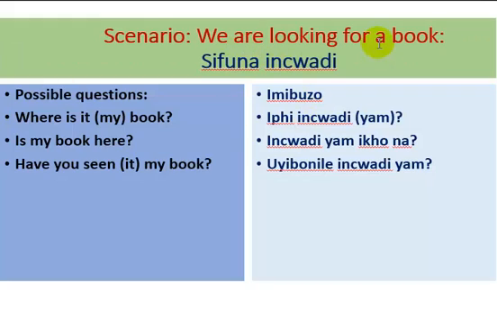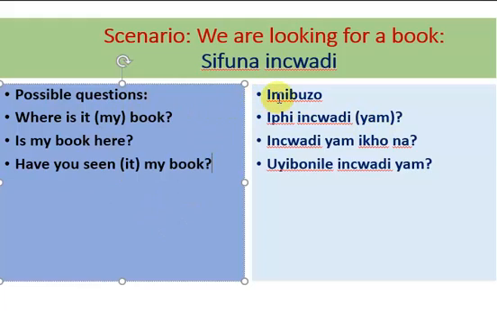So here we are looking for a book. Sifuna incwadi. And I want you to take note of the use of "it" as the object. Where is it? And it, the object, which has in this case been seen. We will use the two "its" quite frequently during the course of this video.